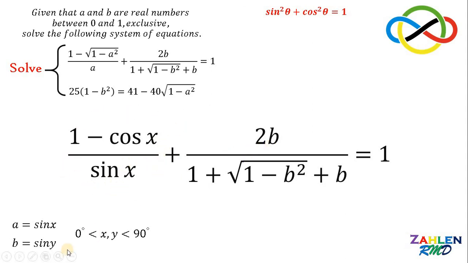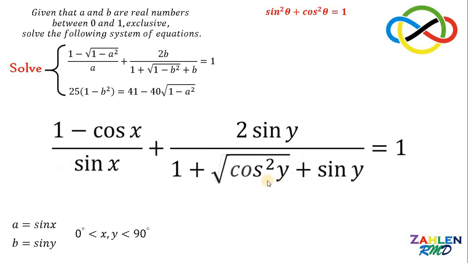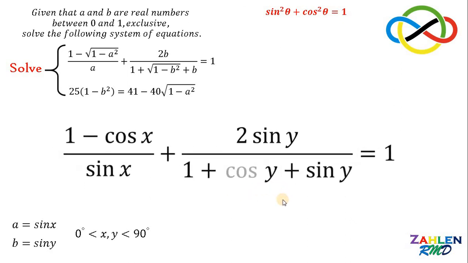Now, let b equal sine of y. So, this term becomes 2 times sine of y all over 1 plus square root of 1 minus sine squared y, plus sine of y. Now, 1 minus sine squared y is equal to cosine squared of y, and square root of cosine squared y is the same thing as cosine of y.